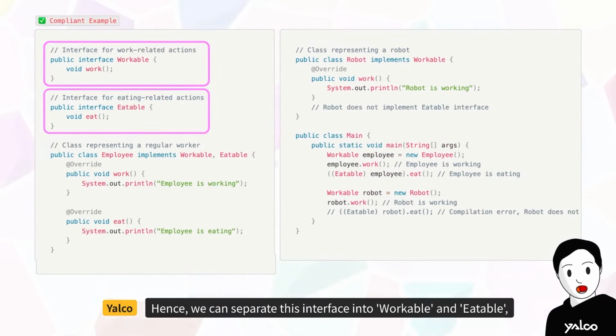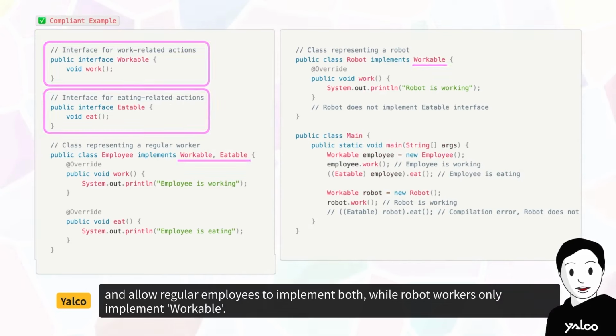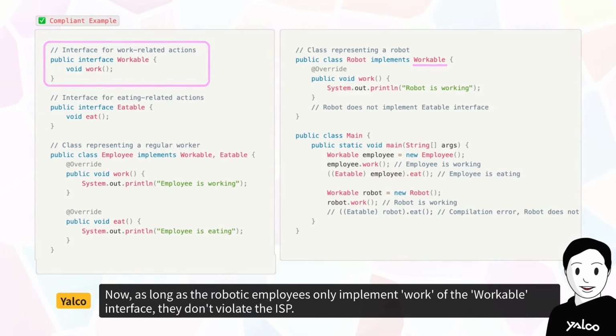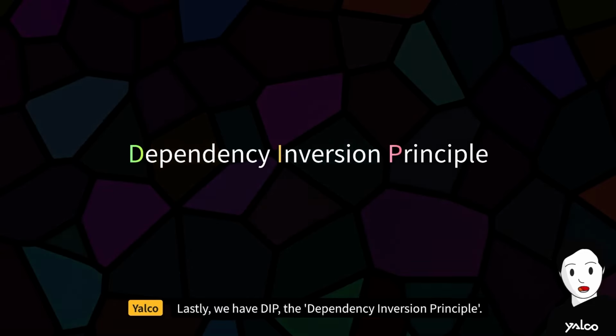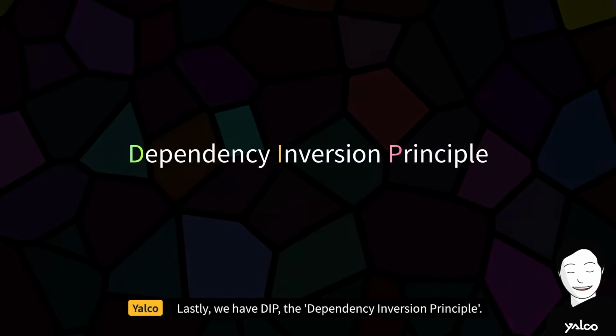Hence, we can separate this interface into Workable and Eatable, and allow regular employees to implement both, while robot workers only implement Workable. Now, as long as the robotic employees only implement work of the Workable interface, they don't violate the ISP. Lastly, we have DIP, the Dependency Inversion Principle.